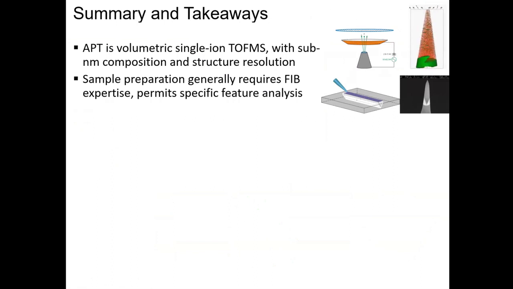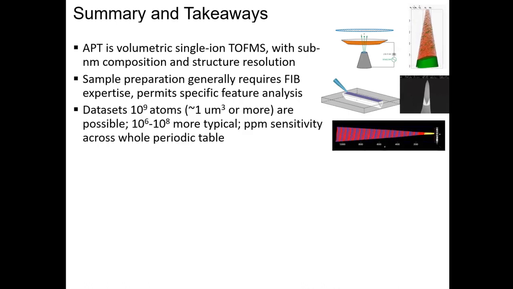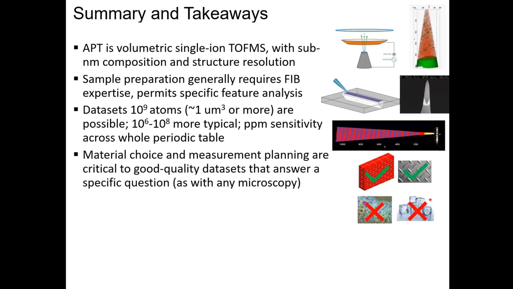We can pull out one transistor, one grain boundary, one very small chunk of corrosion material. Pretty much if you can see it in the FIB, we can hit it and do atom probe on it. The data sets acquired can be billions of atoms, millions to hundreds of millions are more typical, and they achieve part per million sensitivity across the whole periodic table.